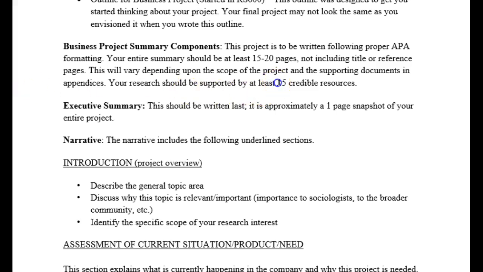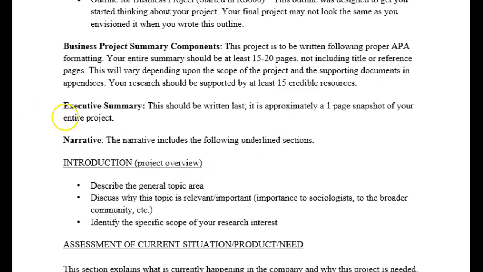Also, it needs to be supported by 15 credible resources. Credible resources are not internet websites. Credible resources are articles you find in the library or books that you find in the library. So be sure you have done your research in the library. This will really come through in the literature review portion of your work if you have not.